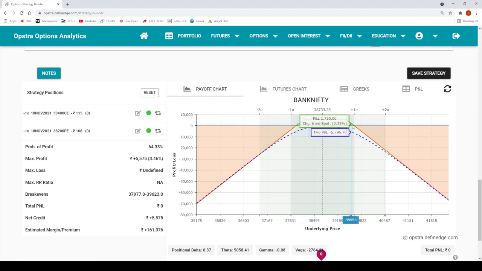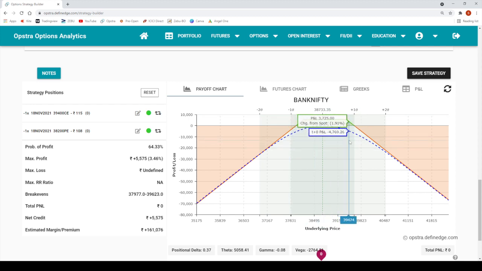So this is our payoff chart. The max profit is 5,500 and the probability is 64%. The estimated margin we need is around 1,60,000. This is the break even. Okay, so this is how we need to create a short strangle.